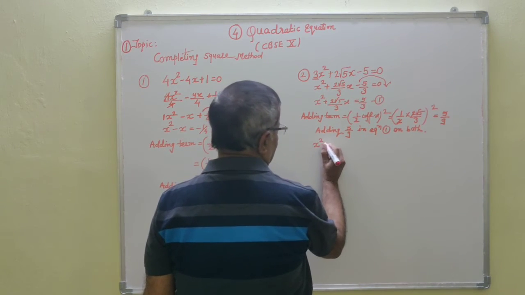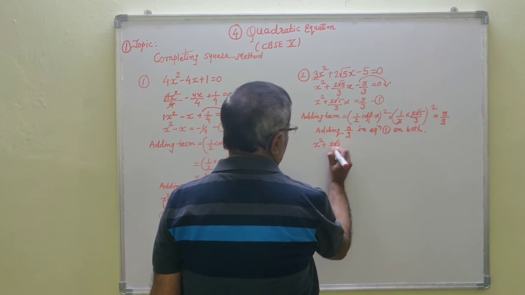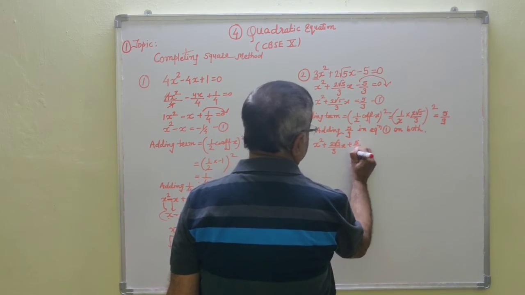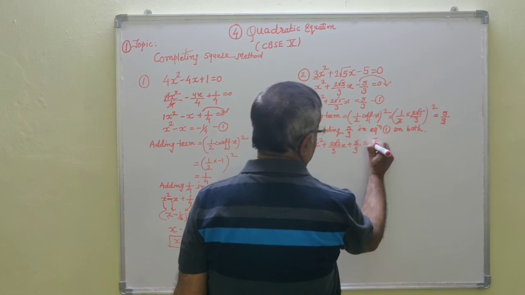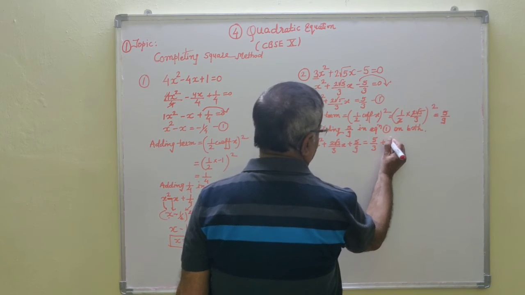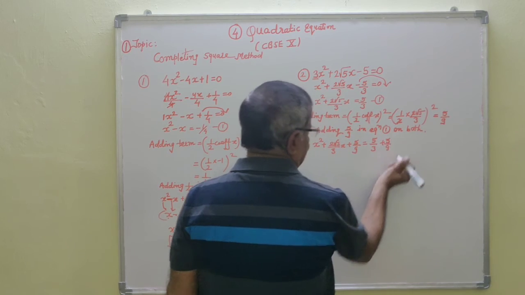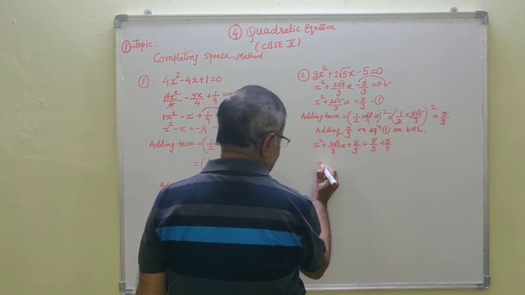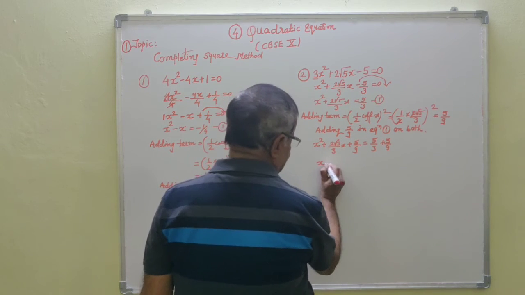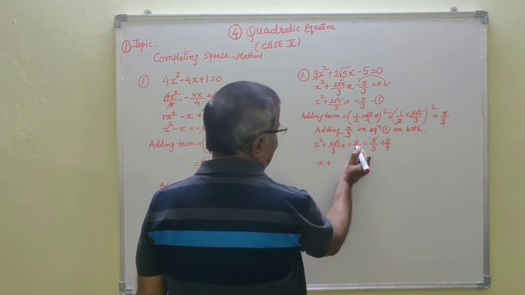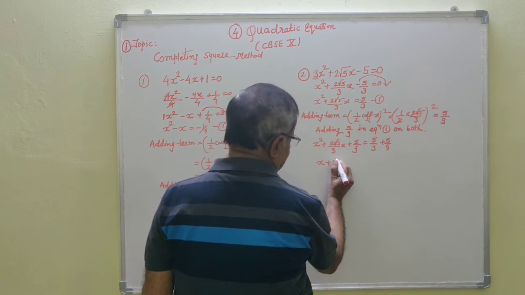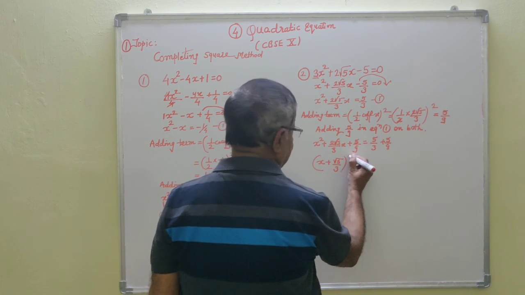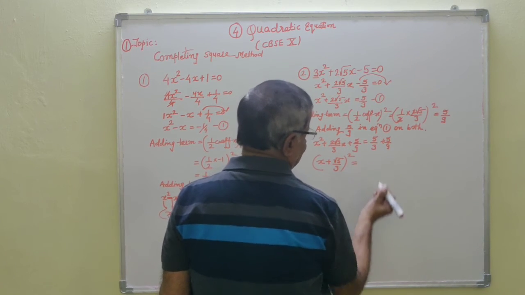X square plus 2 root 5 upon 3 x plus 5 by 9 is equal to 5 by 3 plus 5 by 9. Okay, you understand? Now write down the square root of this is x. Here it is a plus sign, so I am writing plus here, and the square root of this is root 5 upon 3. Now this will become a whole square. This is the easiest trick for solving the equation.